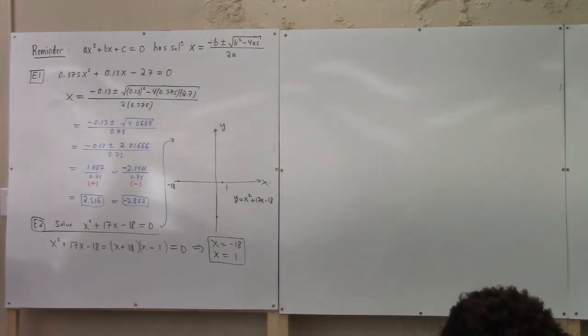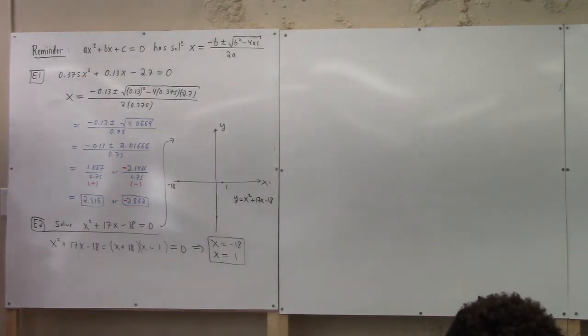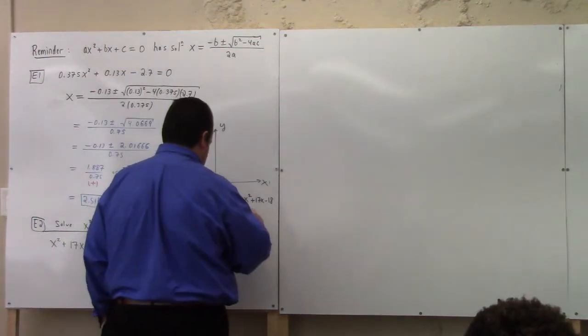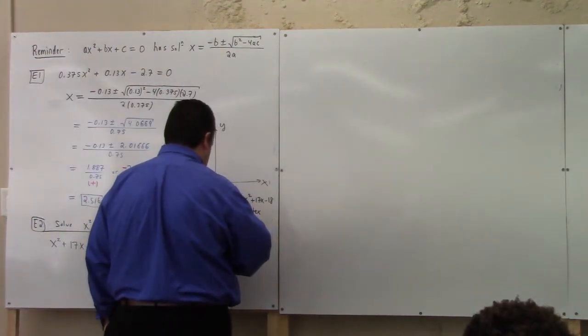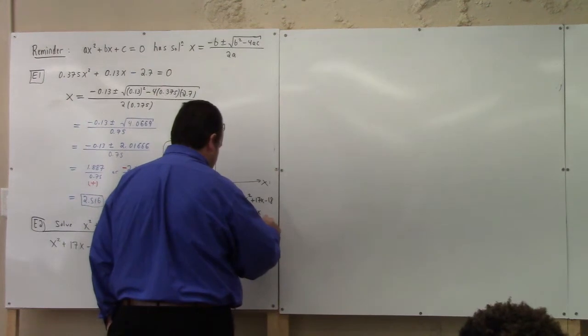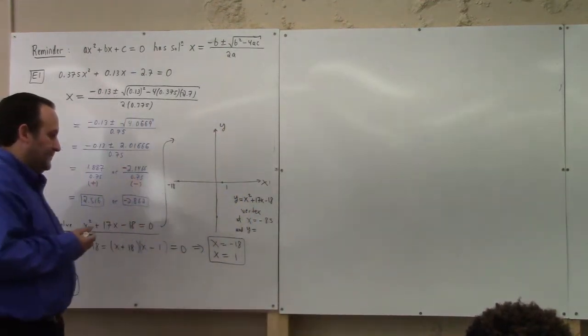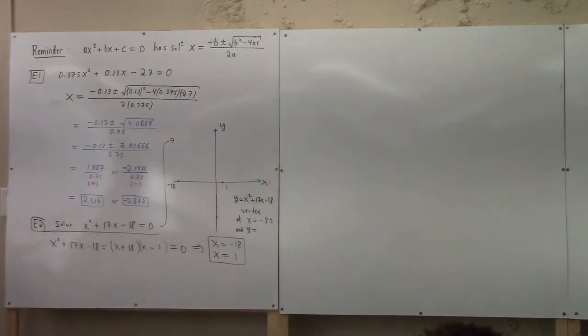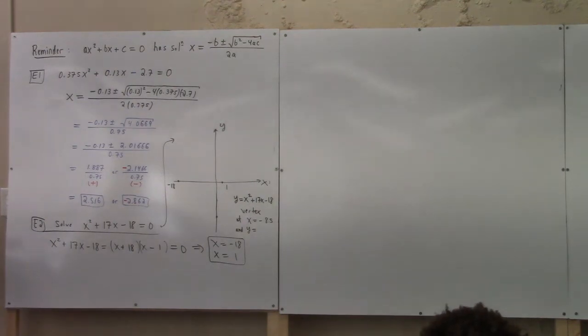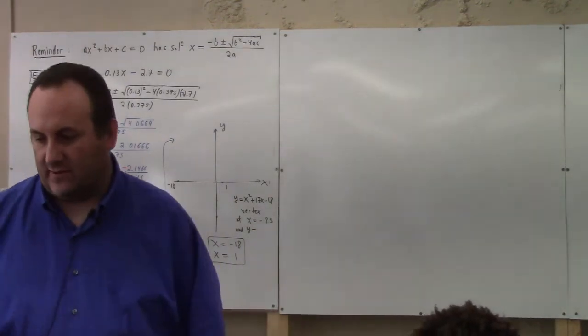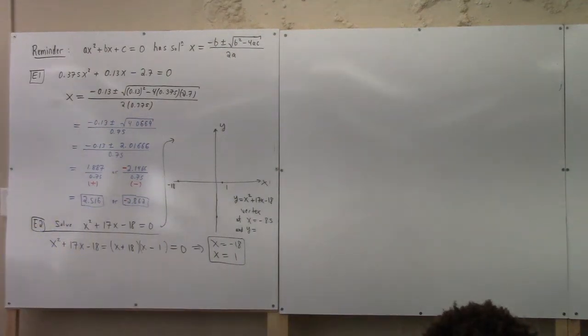Where's the vertex? Negative 8.5. The vertex is at x equal to negative 8.5. Very good. What's the y on the vertex? So you could plug negative 8.5 into the formula and see what it works out to. Or you could use the formula on the sheet if you wanted to. What does it tell us? The vertex is where?